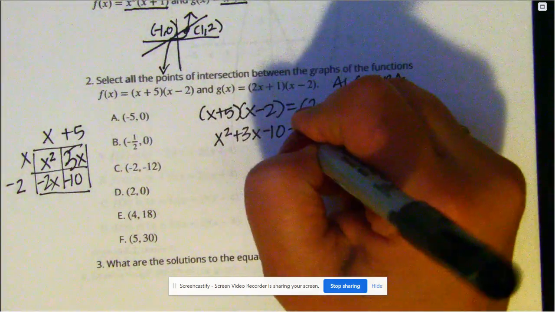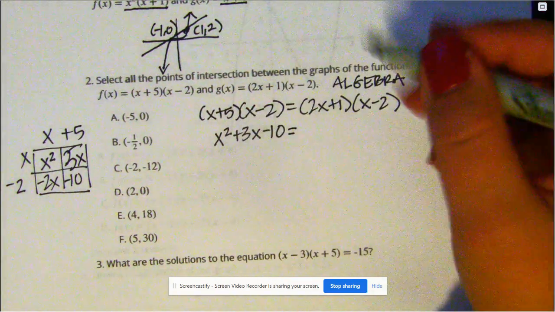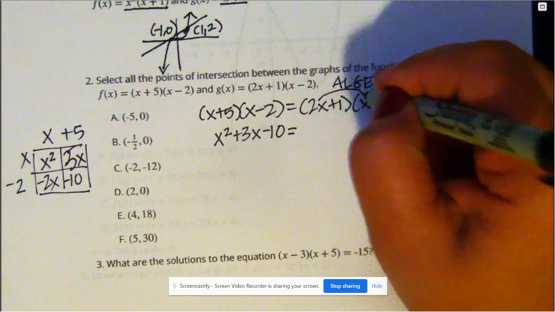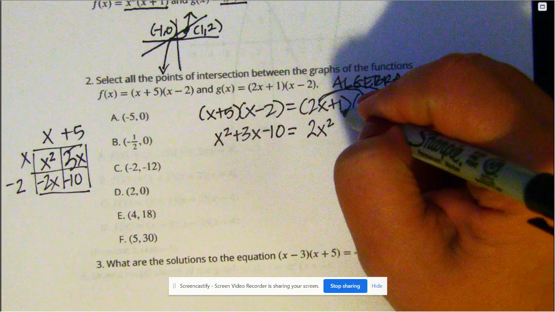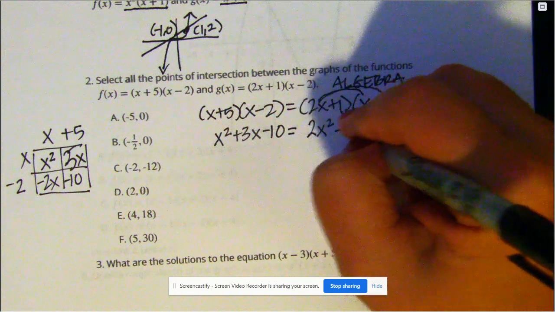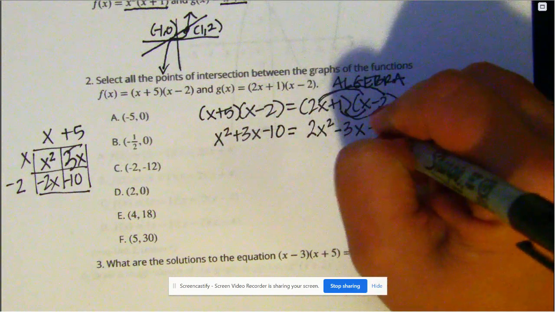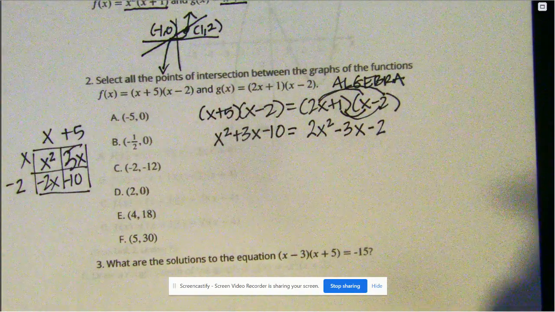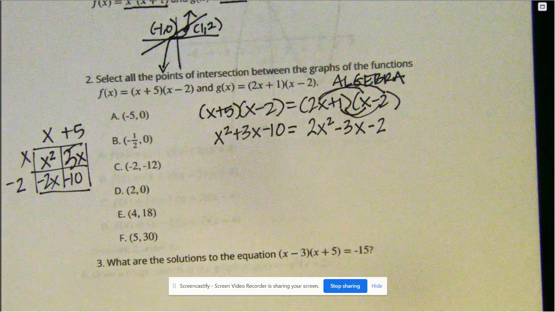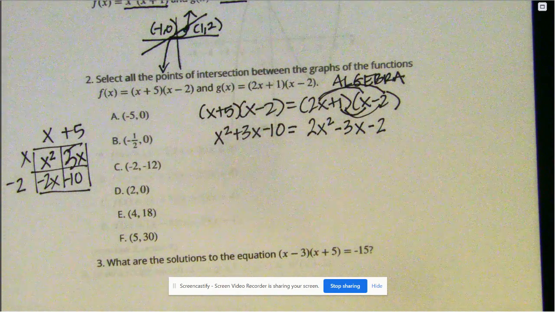And when does that run into this? Now this one I'll show you how you can do it without the box. 2x squared, negative 4x plus 1x makes negative 3x minus 2. You could also do a box. All right, now the only way to solve a quadratic that has x squared and x is to get everything on one side and try to factor it.